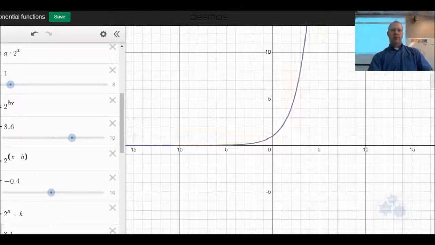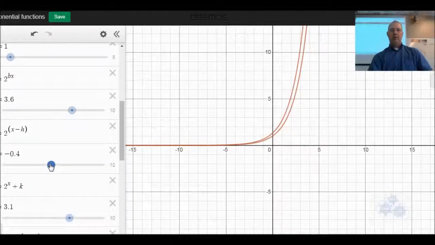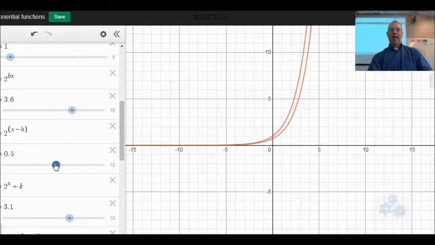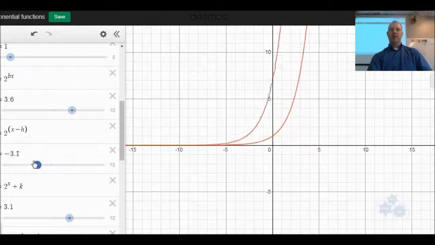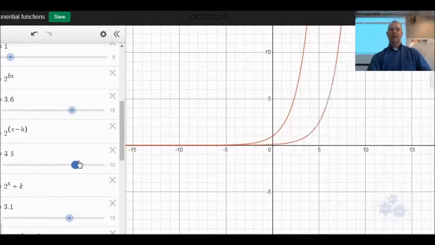Okay, so let's take a look at 2 to the power of x minus h. As h gets larger, it's x minus 1. So there we go, it kind of moves. Now that's not stretching, that's actually moving. It looks kind of weird, but you see it's just moving left and right.